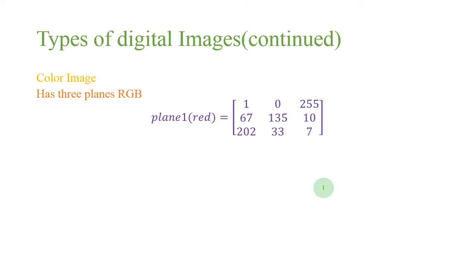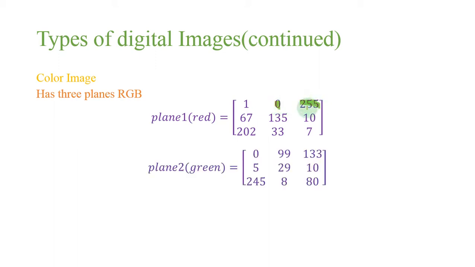The third type of images is colored images. Colored images have three planes called RGB planes. R stands for red, G for green, and B for blue. So here is the first plane, red. In this plane, 0 corresponds to black color and 255 corresponds to dark red color. In the second plane, the green plane, 0 corresponds to black color and 255 corresponds to dark green color. In the third plane, 0 corresponds to black color and 255 corresponds to dark blue color.